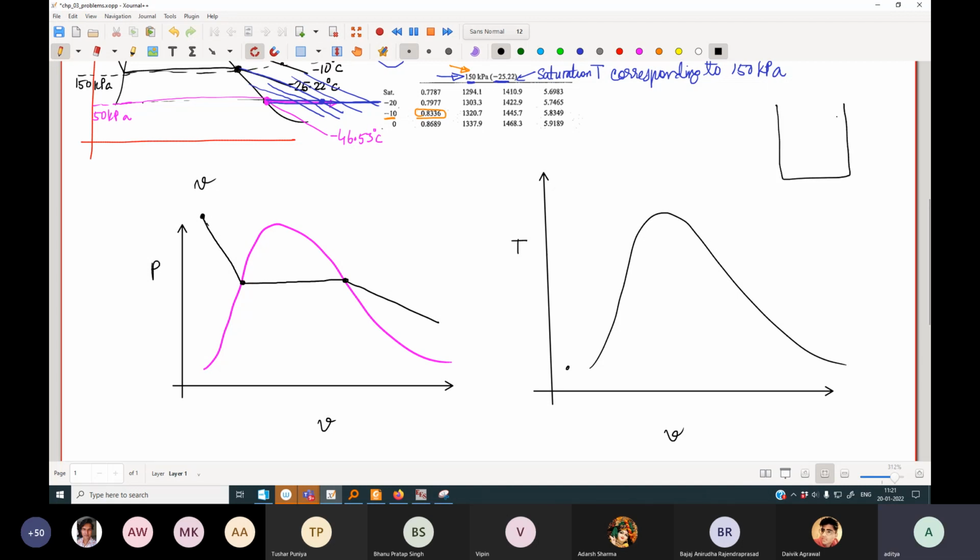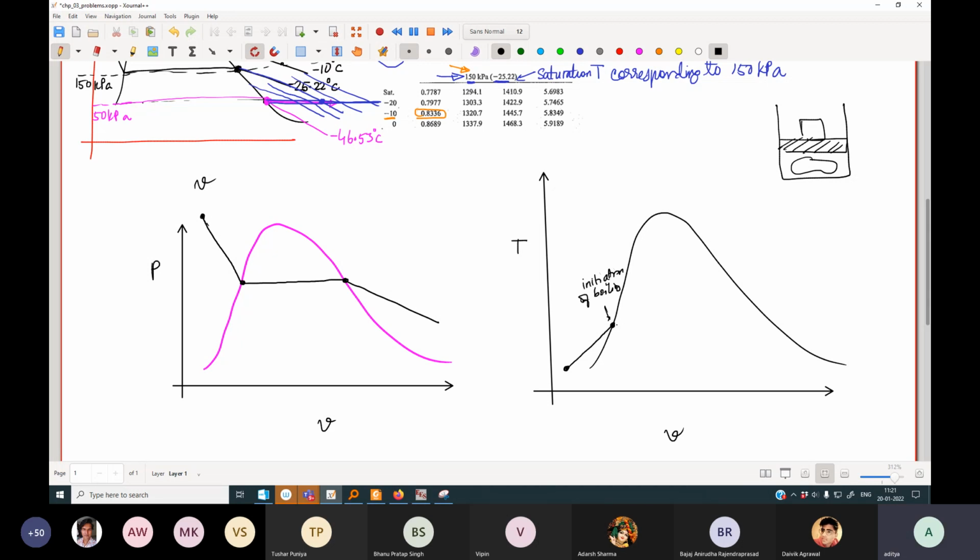Let us go back to the thought experiment that you have a piston cylinder arrangement. The mass on top of the piston is constant, so essentially the pressure inside is constant. When the pressure inside is constant and you heat, the temperature of the liquid will increase until it reaches the boiling point. This is just the initiation of boiling.